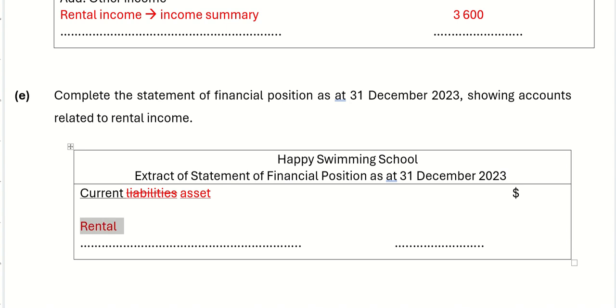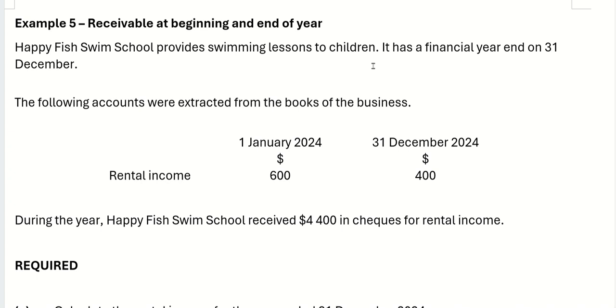Correct. It is rental income receivable. All right, and this rental income receivable is $600. So far, so good. So you see, I'll be very fast, okay? So if you understand this, then we will go on to example 5. All right, we'll go on to example 5.